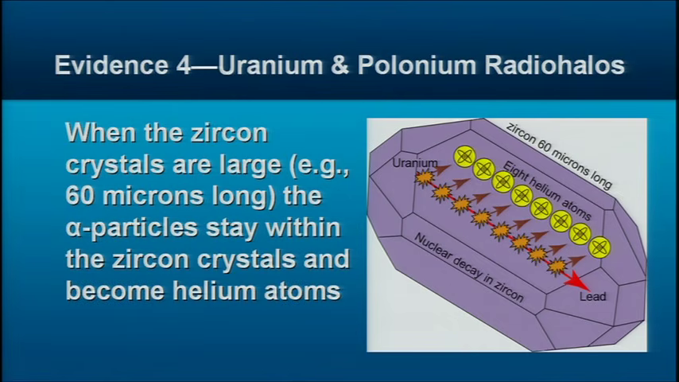Well, let's go further. When the zircon crystals are large, as in the first example I gave you from that drill hole in Los Alamos where we got the helium studies, where the zircon crystals are long enough, big enough, the alpha particles can't escape. They don't have enough energy to escape from the zircon crystals. They pick up stray electrons and become helium atoms, which is why we had helium in those zircon crystals.